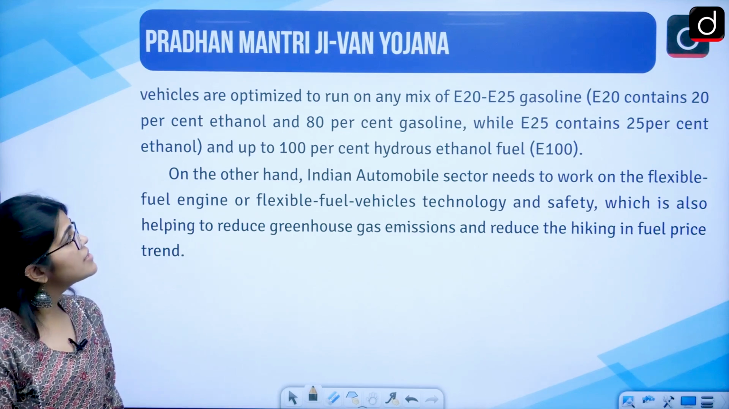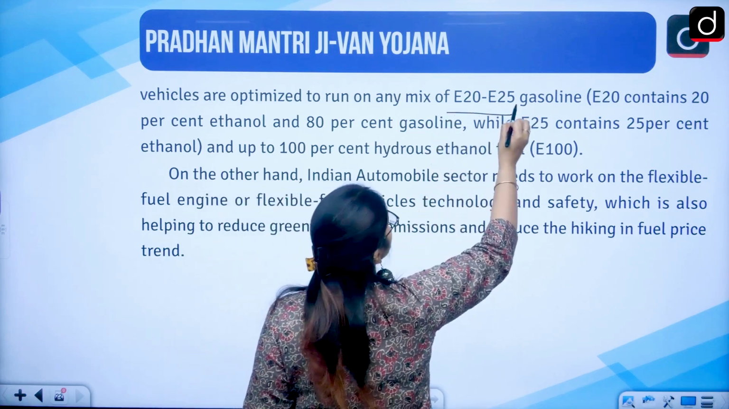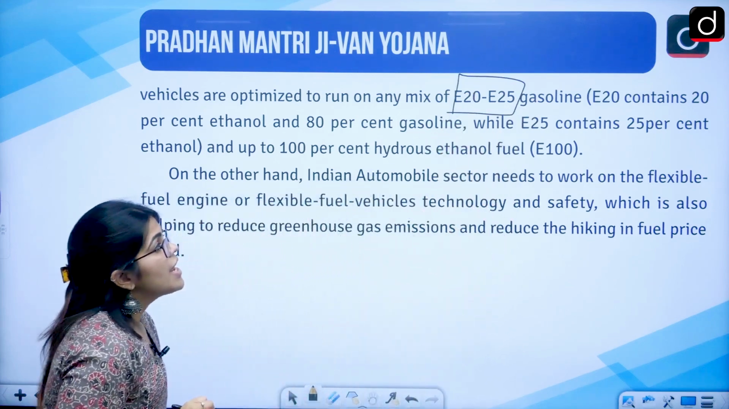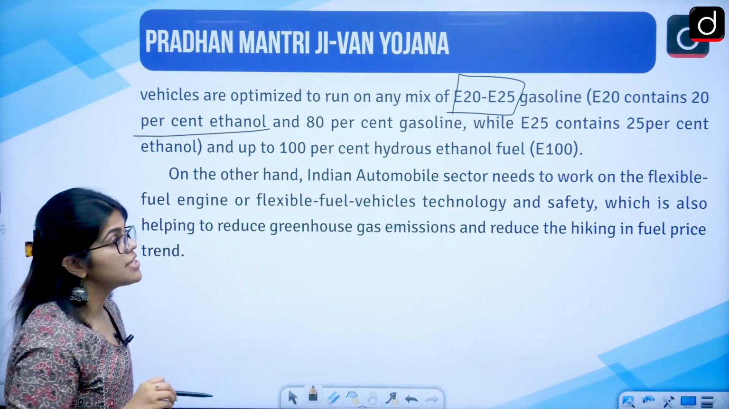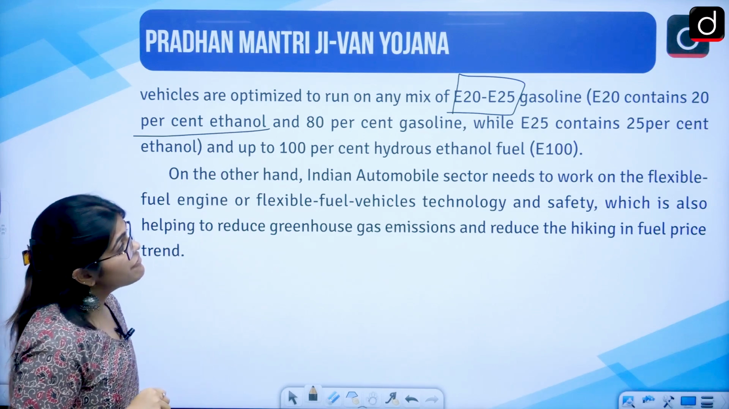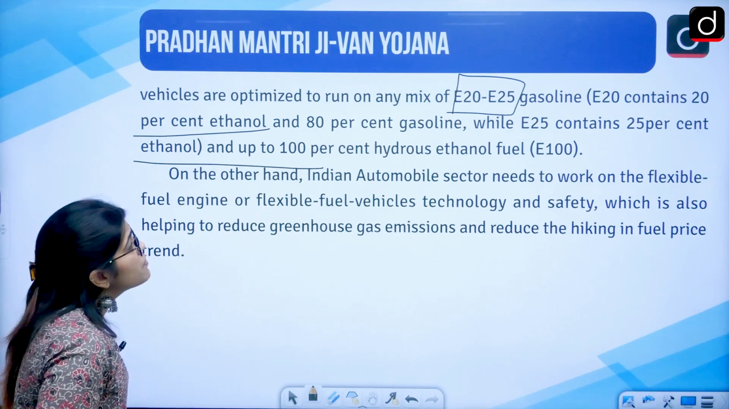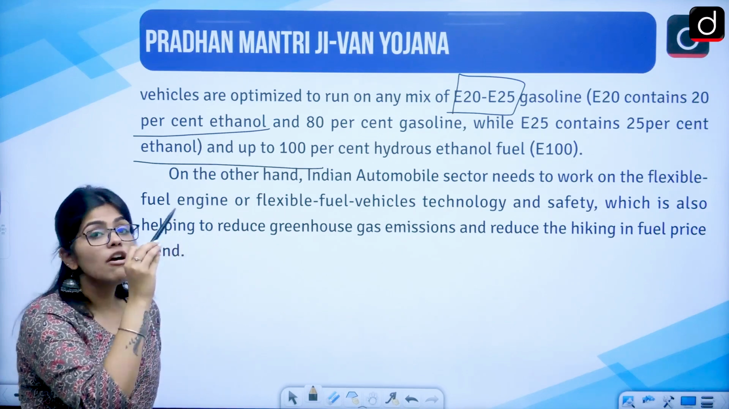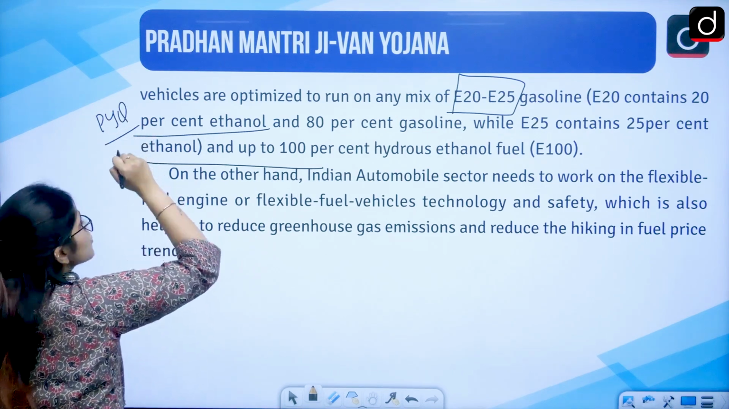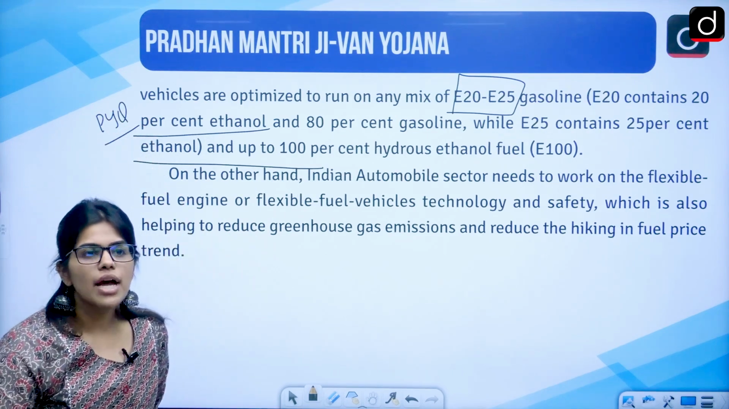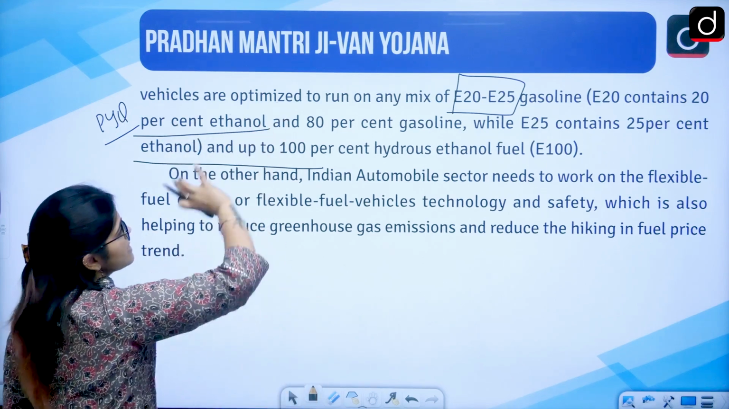The flex fuel vehicles are optimized to run on any mixture of E20 to E25 gasoline. E20 contains 20% ethanol and 80% gasoline, while E25 contains 25% ethanol, and they can run up to 100% hydrous ethanol fuel. Now this was your PYQ, and you can check the English literature shift, I believe. That was shift 1. They asked about flex fuels, right? This was the same statement that they used.